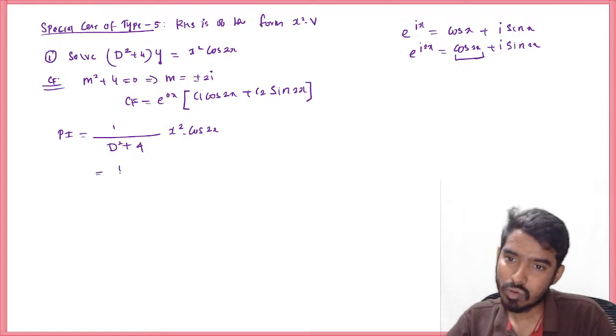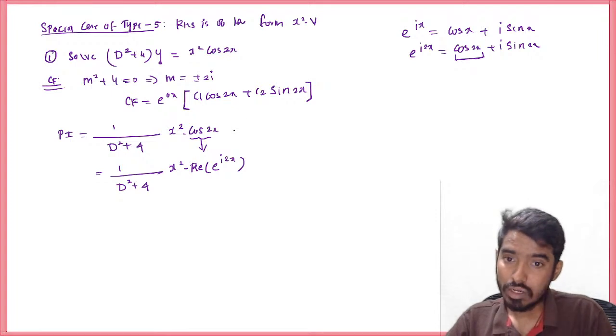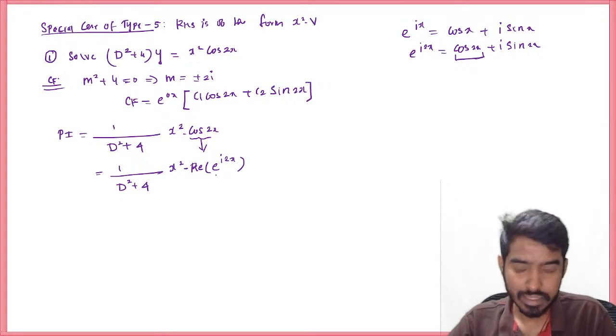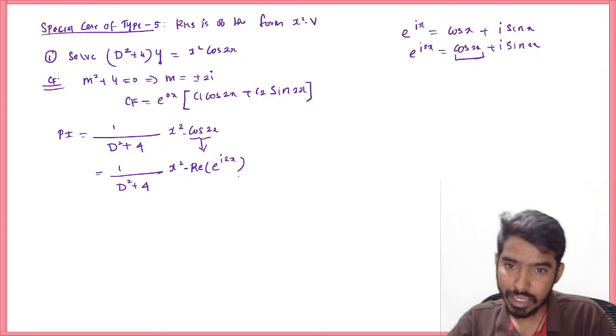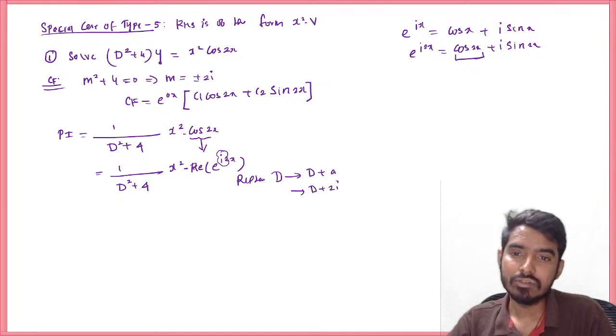So I can write this as 1 by D square plus 4 of x square. So cos 2x is the real part of e power i 2x. So instead of cos 2x, I'm writing this term, right? Real part of e power i 2x. Now we have e power ix, that means what? Replace D by D plus a. This work will be completed by that, right? So I'm going to replace D by D plus a. So here a is 2i, e power ax. So a is 2i. So replace D by D plus 2i. So this work is completed now.